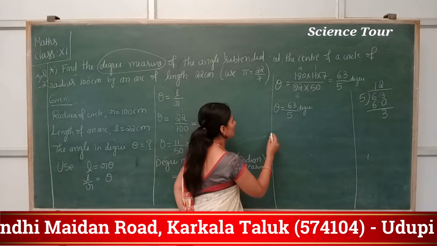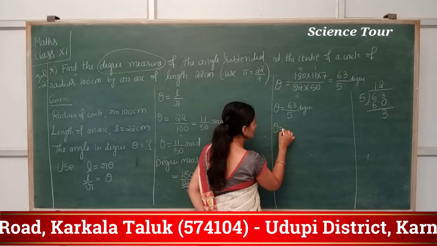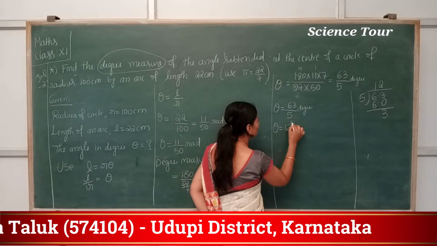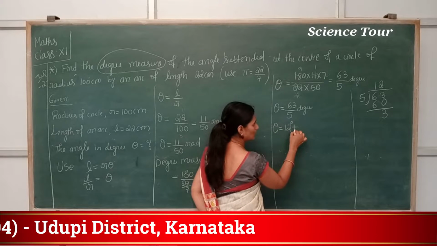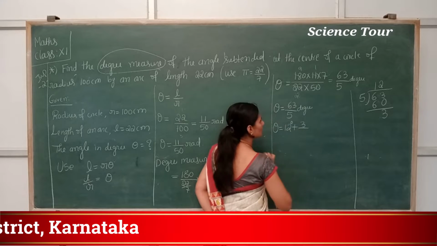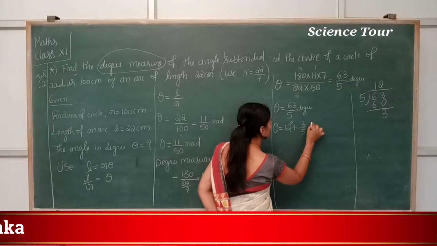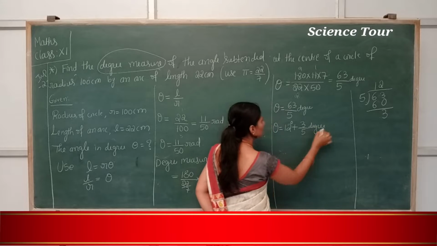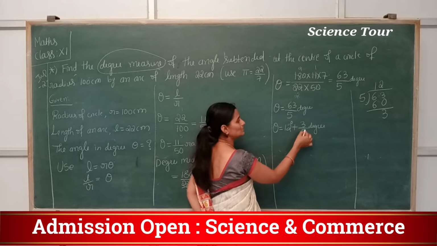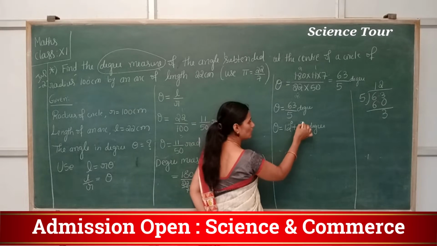So now how can we write this one? This is equal to 12 degree plus 3 divided by 5 degree. Correct, no? That means 12 point something. So this is your decimal part.